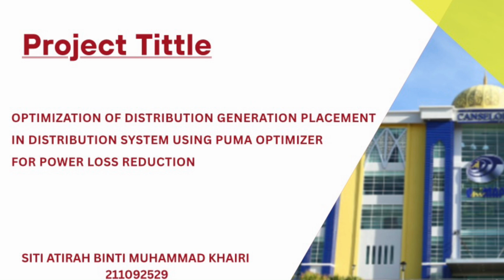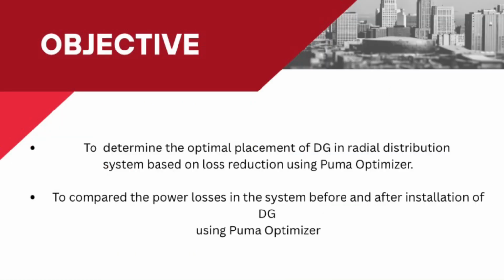The title for my final year project is Optimization of Distribution Generation Placement in Distribution System using Puma Optimizer for Power Loss Reduction. The main objectives related to this demonstration are to determine the optimal placement of DG in a radial distribution system based on loss reduction by using Puma Optimizer, and to compare the power losses in the system before and after installation of DG using Puma Optimizer.